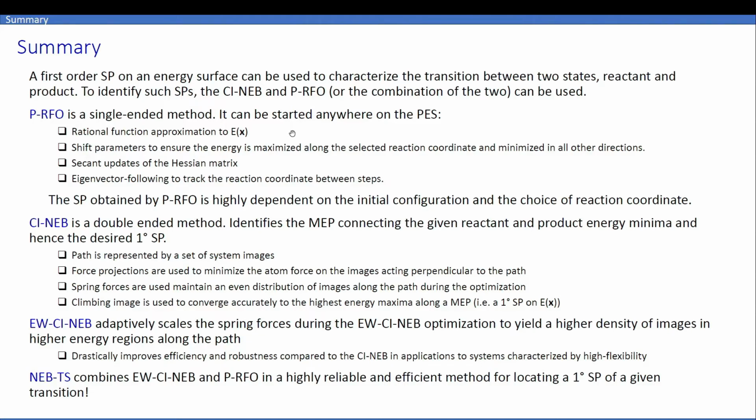Clamping image is used to converge accurately to the highest energy maximum along a minimum energy path, that is, a first-order saddle point on the energy surface. Energy-weighted CNEB adaptively scales the spring forces during the optimization to yield a higher density of images in the higher energy regions along the path. This drastically improves the efficiency and robustness of the method compared to the clamping image NEB in applications to systems characterized by high flexibility. Then NEB-TS combines the energy-weighted CNEB and the PRFO method in a highly reliable and efficient method for locating a first-order saddle point for a given transition.